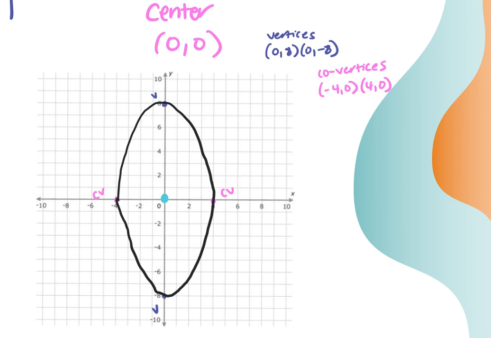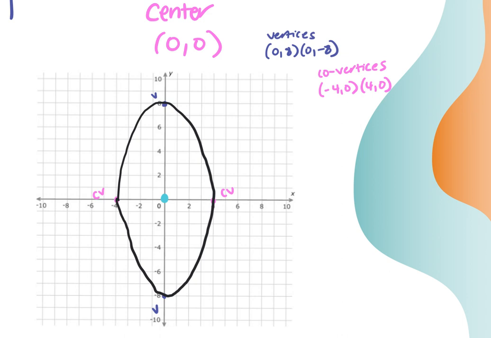Yep. So are the vertices what B is? B is your co-vertice. So A, like the up and down, was our vertice, right? And A was 8. And then B is your co-vertices, which was 4. So we went right and left.